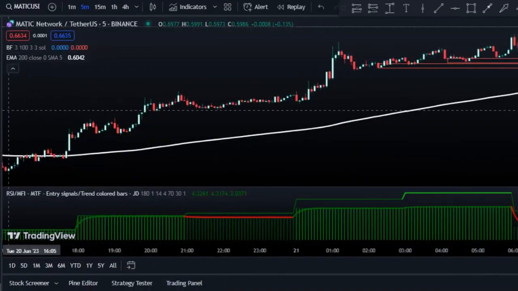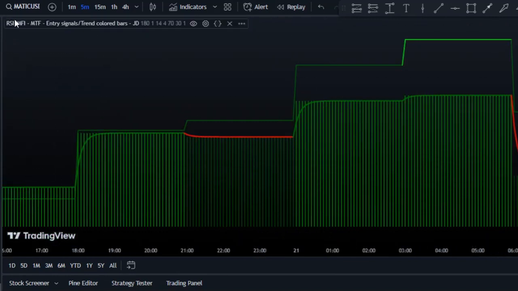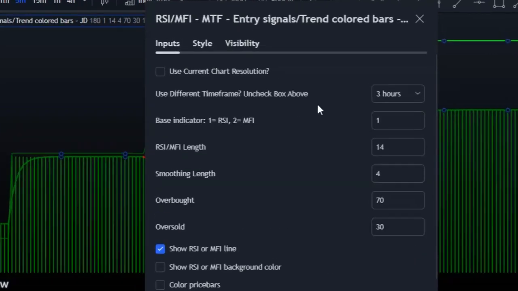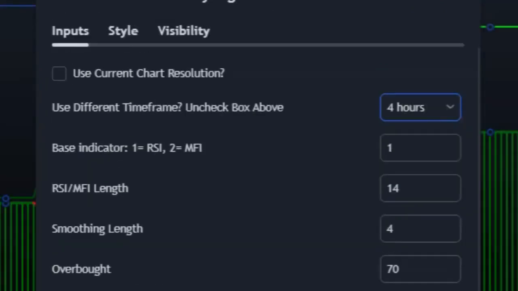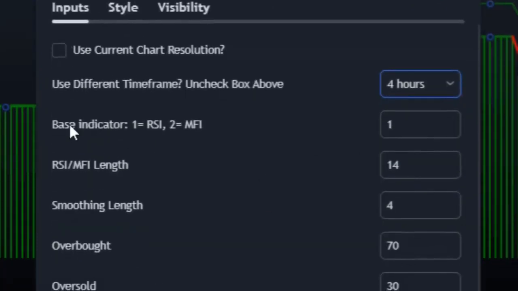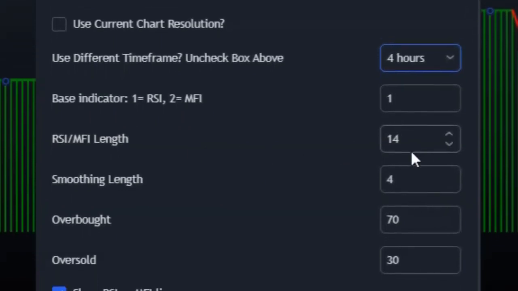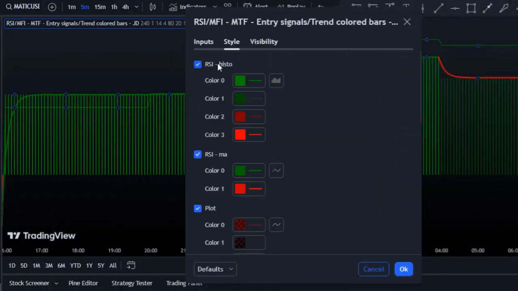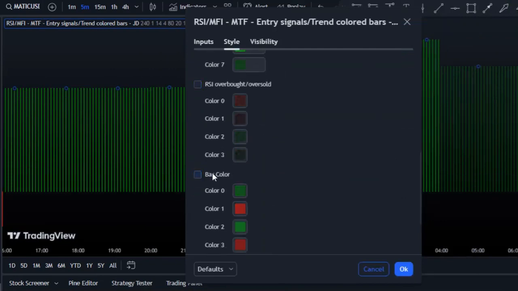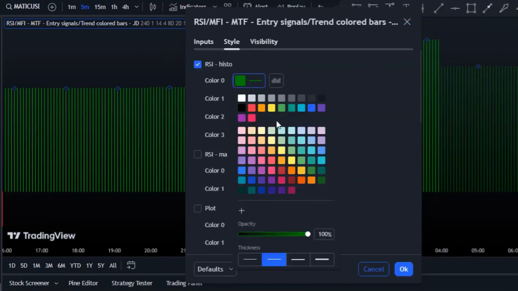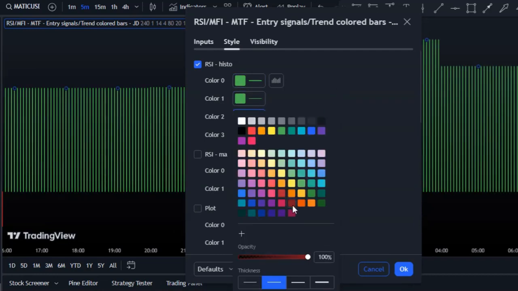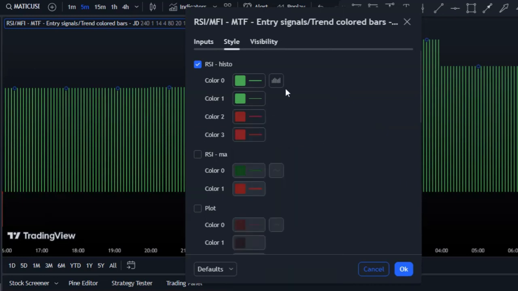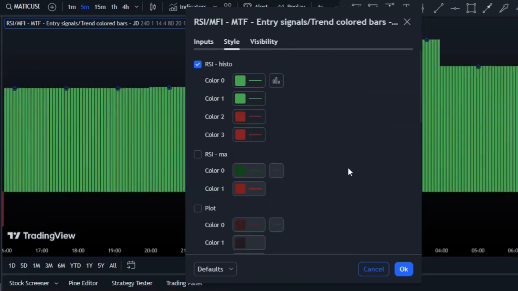Once added, the indicator will be displayed in the chart like this. Now head over to its settings and use the 4-hour time frame for the indicator time frame. And leave the other options at their default value. Now in the Style section, only need the RSI Histo option, so disable other options. Then change the color of 0 and 1 to green and change the color of 2 and 3 to red. Finally, change the display type to column. Great, we're done with the settings of this indicator.